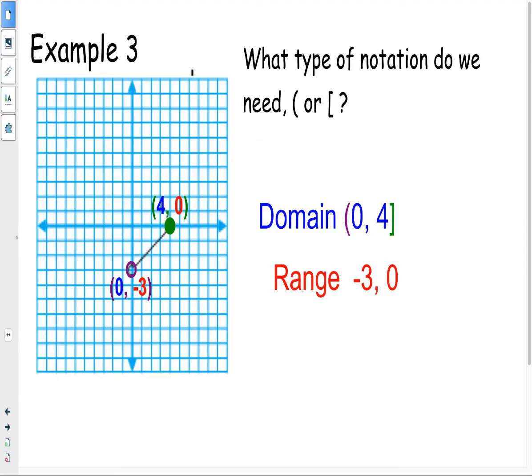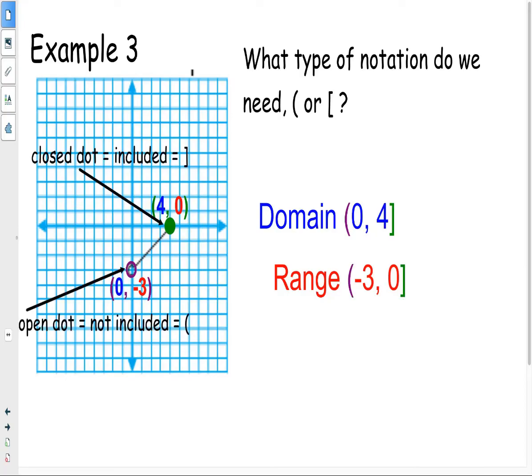So then, what type of notation do we need? Parentheses or brackets, one of each? Hopefully you should have seen that they're the exact same as our domain because our points are exactly the same. We have a parenthesis because our first dot is open, and we have a bracket because our second dot is closed. And there is our domain and range for this example.